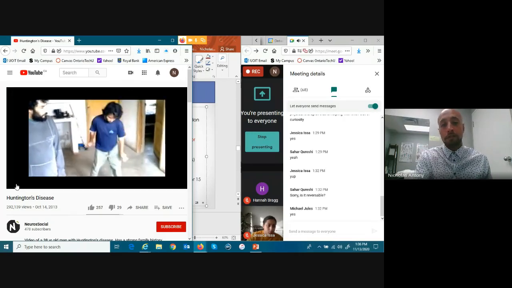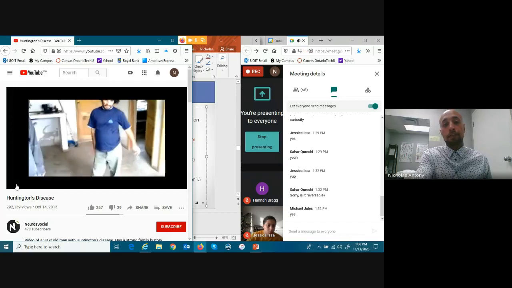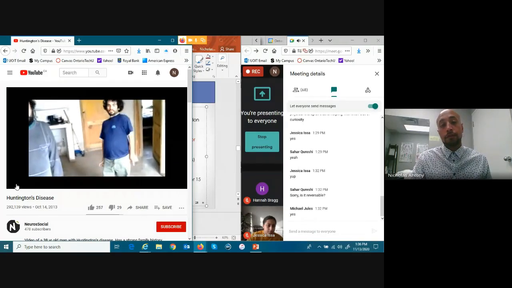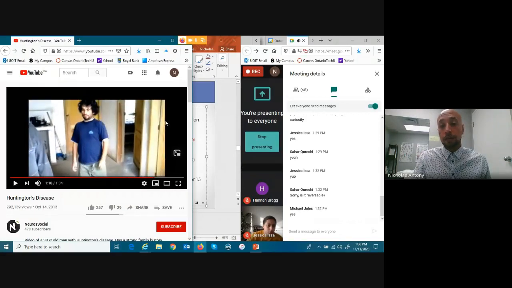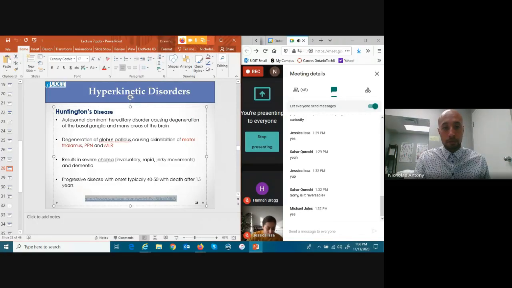So see, like fast movements. Look at his face, look at his hands. He's not doing that on purpose, obviously. It's called Huntington's chorea. Right there. See that word? Involuntary, rapid, jerky movements, and then it also leads to dementia.